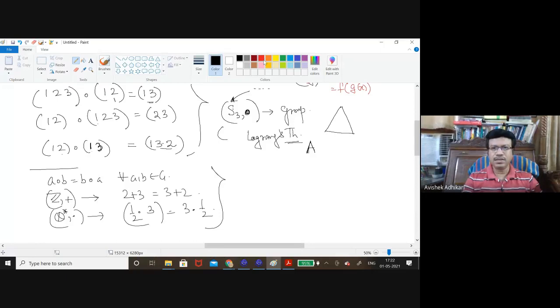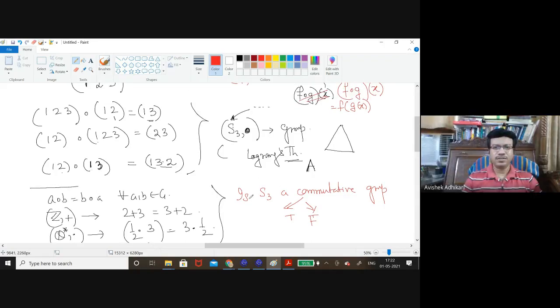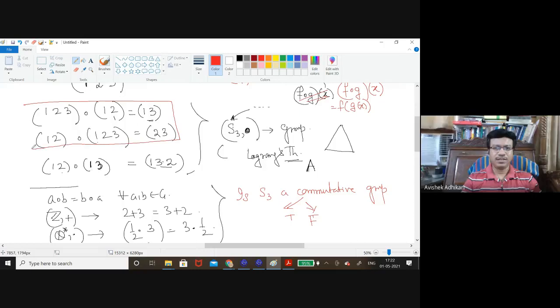If I ask you the question, is S3 a commutative group? What would be your answer? You have already done it. True or false? False, sir. Why false? Yes, 1 2 will give 1 3, but exactly. So due to this result, if I consider AB and this is my BA, then they are not the same. So as a result, this is not a commutative group. The answer should be false.